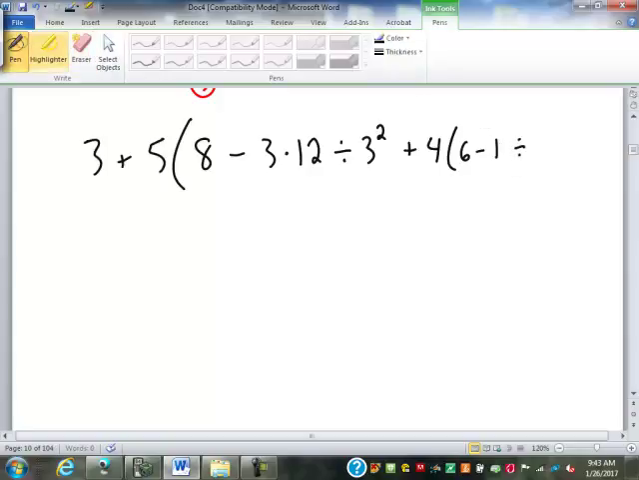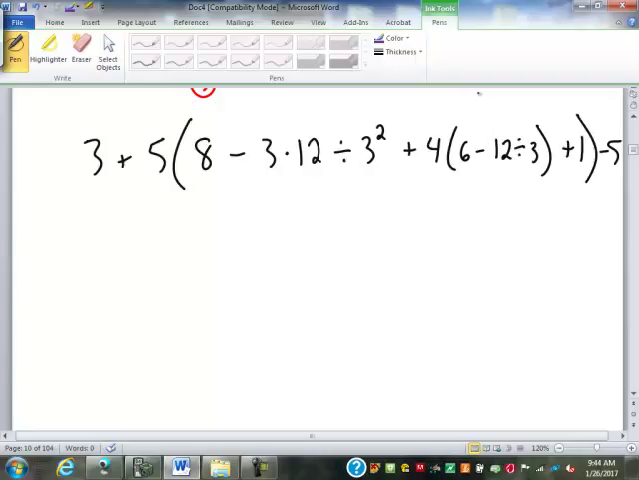Make this 12. Just a little bit more difficult. So looking at this one, we do have enclosing symbols. There's actually more than one enclosing symbol.